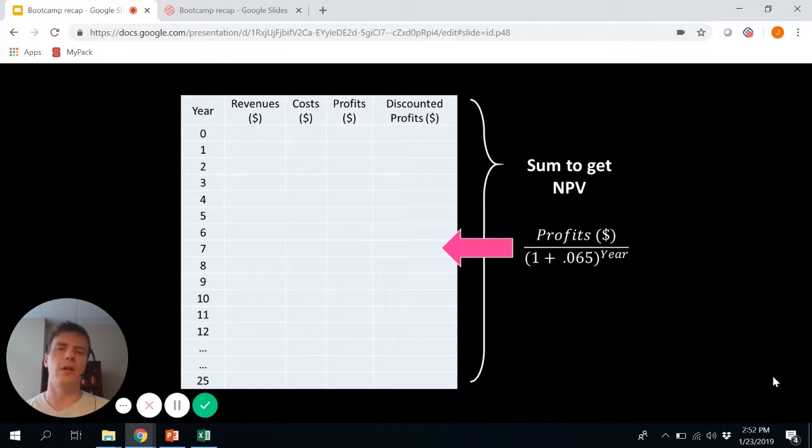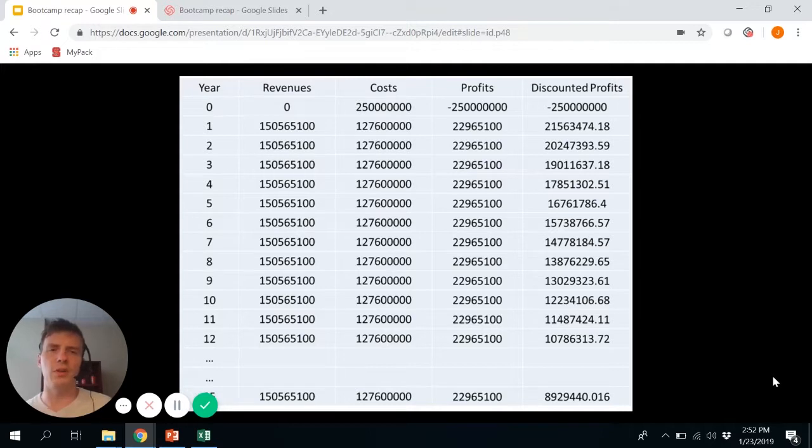So to the year. And as the years increase, as we go further and further out into the future, the value in the denominator here increases. So we're dividing by larger and larger amounts. And so our present value of those discounted profits should get smaller and smaller. And that's what we see here. So our year one profits of $22.96 million, how much are they really worth a year from now? About 21.56. And so you can go down the line year by year and show that the discounted profits get smaller and smaller. So less and less value, less and less valuable to us today in present value terms.